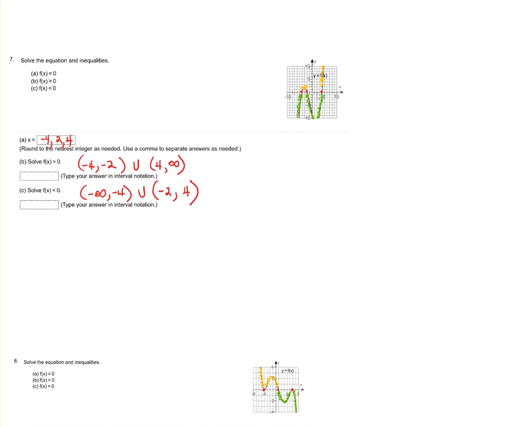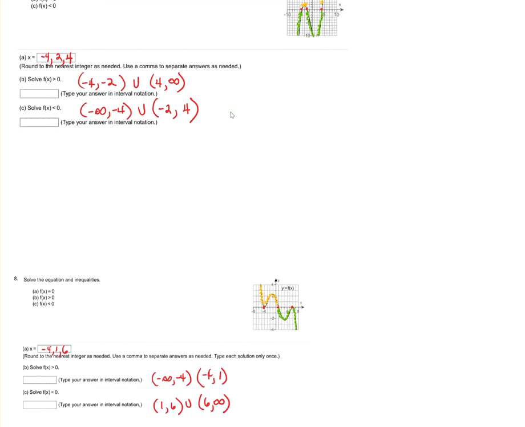It's all about the x. We're not going up, really. We're talking about the x values. Where is it less than? That's -infinity up here to -4, and then -2 to 4. And so that's how we're reading those.